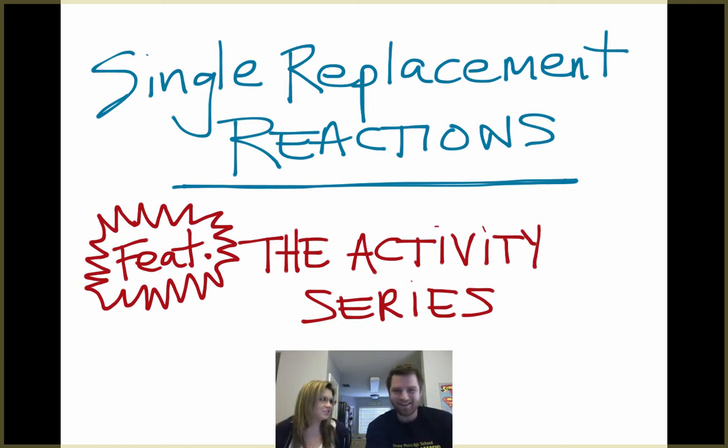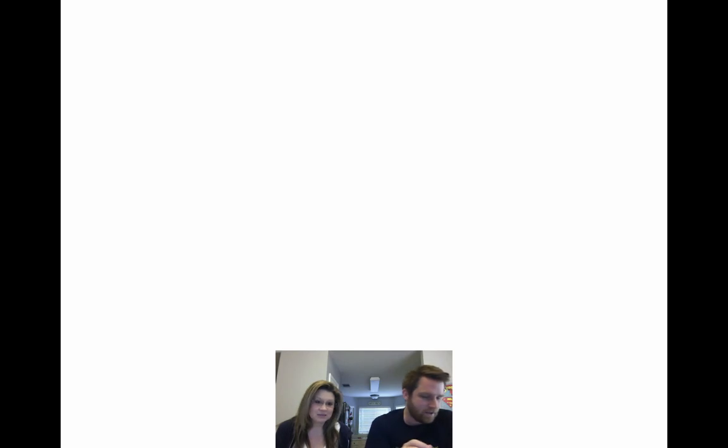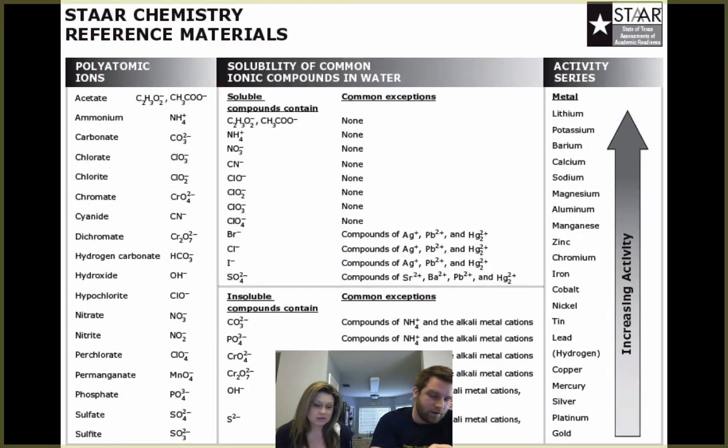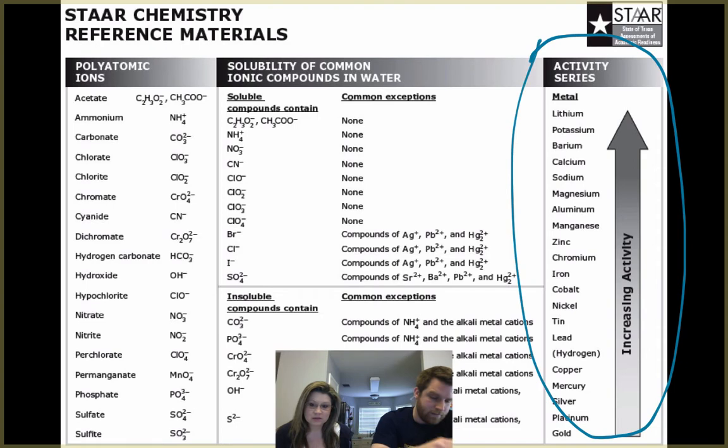Oh, sounds very interesting. Get excited, everybody! All right, so let's talk about the activity series, and here is where you would find it. Okay, this is the back of your periodic table. It is very important that you know how to navigate your resources. On the back where your polyatomic ions are listed, if you look over on this side right here, that is your activity series that you will be using when we look at single replacement reactions.